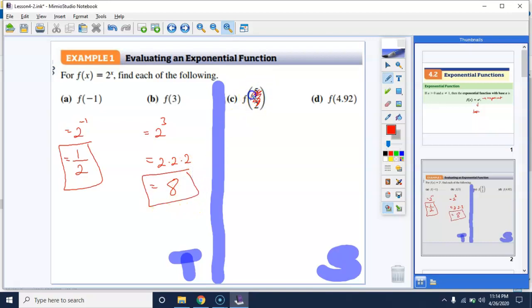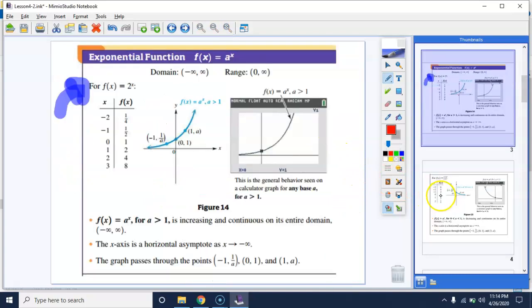Those are bad numbers to work with. So let's say f of 2, and I want you to try f of 5. Make sure you find those, everyone. They're super easy questions. Alright, f of 2, f of 5. So let's move on.